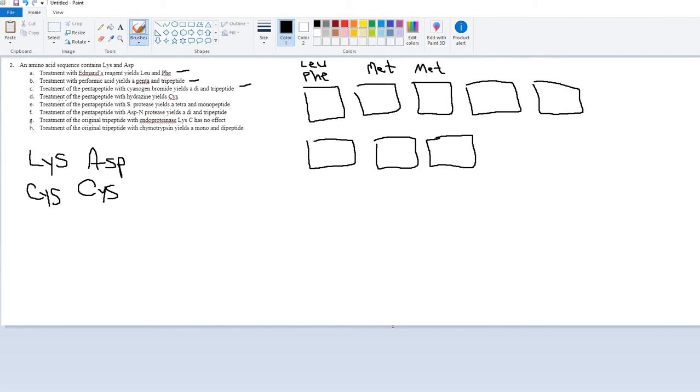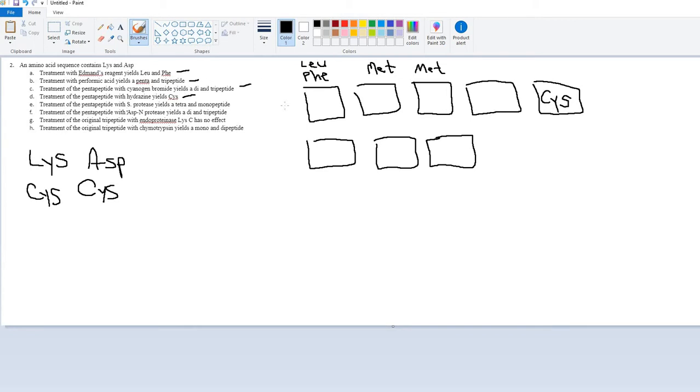Alright, treatment of the pentapeptide with hydrazine yields cysteine. And hydrazine is the C-terminal identifier, so we know that the cysteine must go on this C-terminal of the pentapeptide. And then treatment of the pentapeptide with the S-protease yields a tetra and a monopeptide.